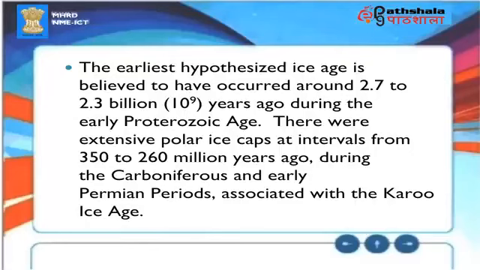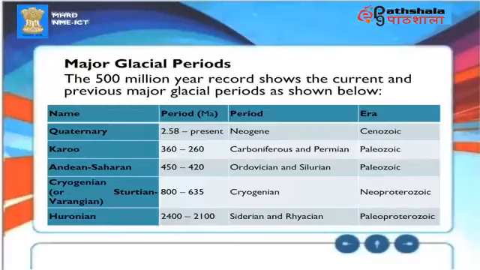There were extensive polar ice caps at intervals from 350 to 260 million years ago during the Carboniferous and early Permian periods, associated with the Karoo Ice Age. Major glacial periods. The 500 million year record shows the current and previous major glacial periods.